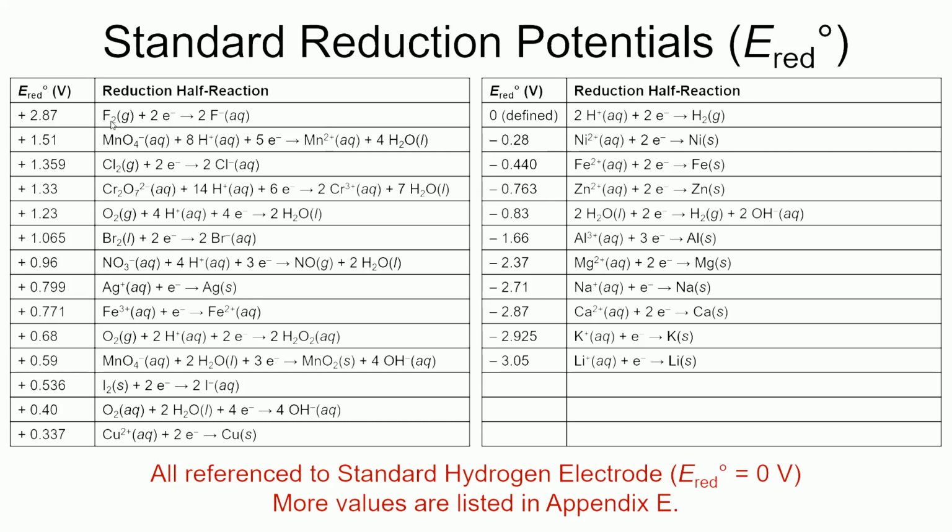So fluorine, great oxidizing agent. Permanganate, strong oxidizing agent. Chlorine, dichromate, oxygen. These things are very good oxidizing agents, with fluorine being exceptionally good. And then we go over here to the negative ones. Well, the more negative it is, the stronger these things are as reducing agents.